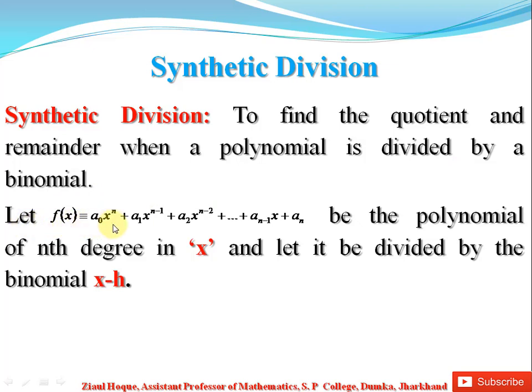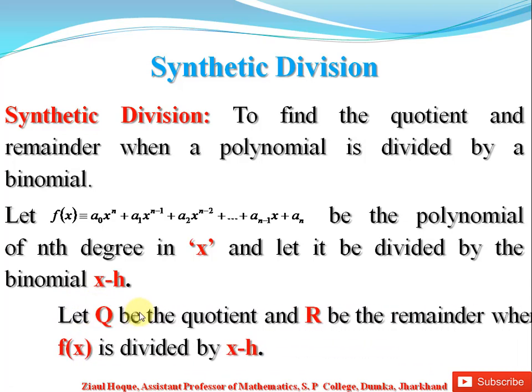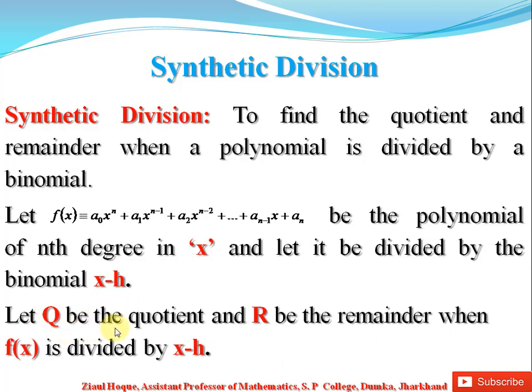Let f(x) = a0 x^n + a1 x^(n-1) + a2 x^(n-2) + ... + a(n-1) x + an be the polynomial of nth degree in x, and let it be divided by the binomial x minus h. Let q be the quotient and r be the remainder when f(x) is divided by x minus h.